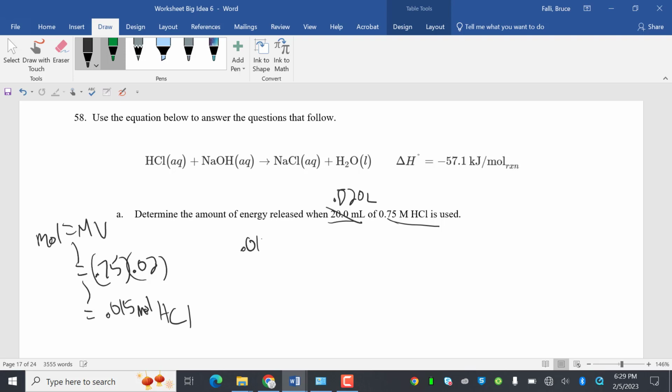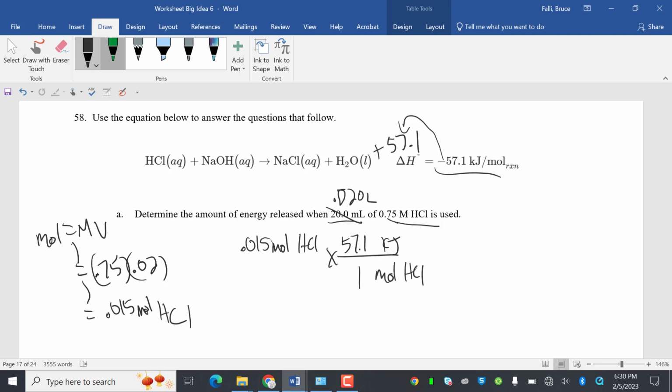Determine the amount of energy released when that much is used. So I'm going to start with 0.015 moles of HCl, put moles of HCl on the bottom to cancel, and go into kilojoules. I still like to put it on the correct side. Notice it's going to be a positive. The sign changes; that sign tells me it's on the right. 57.1. HCl's coefficient is 1. So 0.015 times 57.1. I did a quick check that it was balanced. Whenever there are no coefficients, you always have to make sure it's balanced because that'll get you.